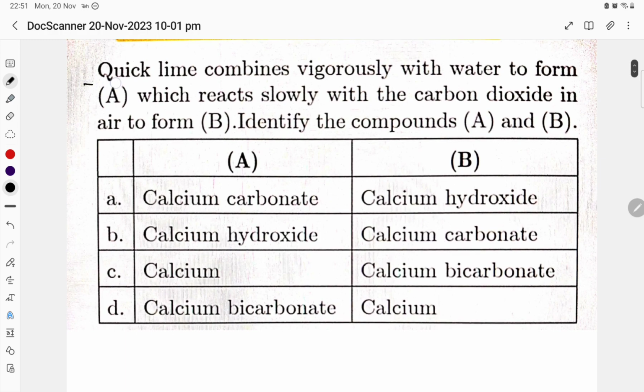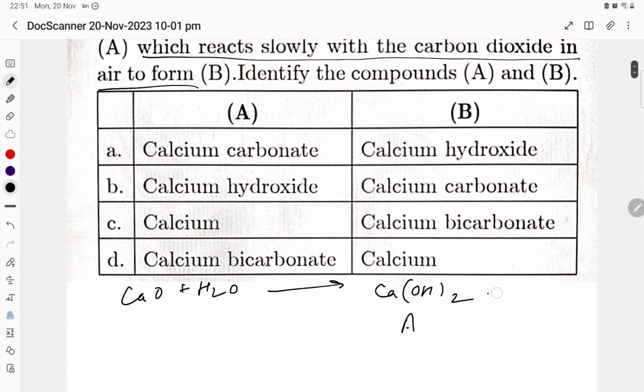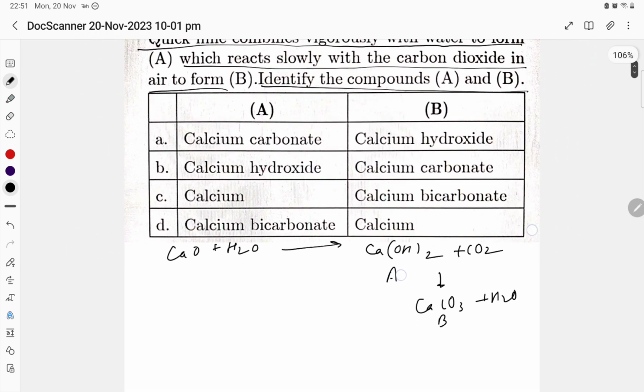Here you see quicklime combines vigorously with water. So CaO combining vigorously with water is going to give Ca(OH)2 to form A. This is A, which reacts slowly with carbon dioxide to form B. If you are treating this with CO2, what will it form? CaCO3 plus H2O. This is what is going to be B. Now identify the compounds A and B.